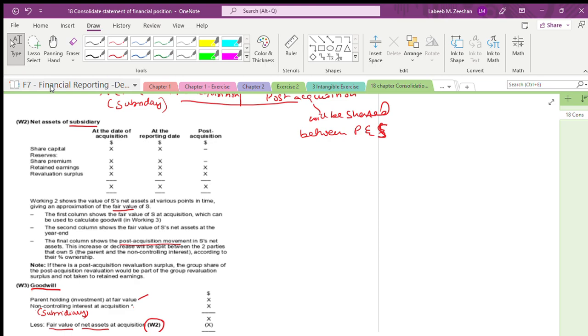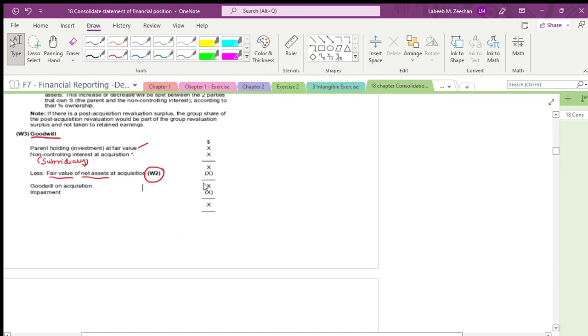Just remember the format. In the next question, we are going to implement the same procedure as such. If you take the parent company share, that is the fair value, add the non-controlling interest at acquisition, and reduce the fair value of the assets. Either you can have the liability approach or the asset approach as per your requirement. Nothing will happen. Concepts are clear. It doesn't matter how you are doing it.